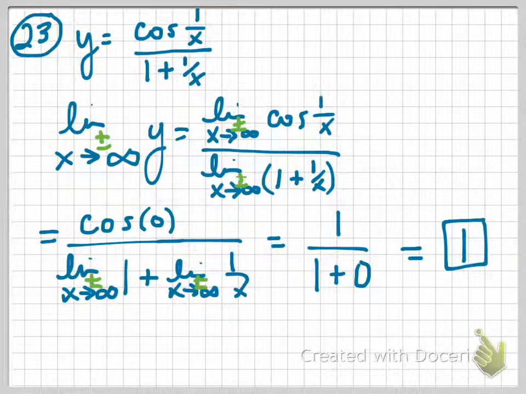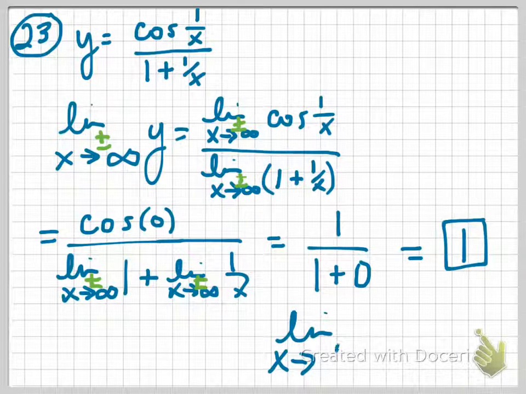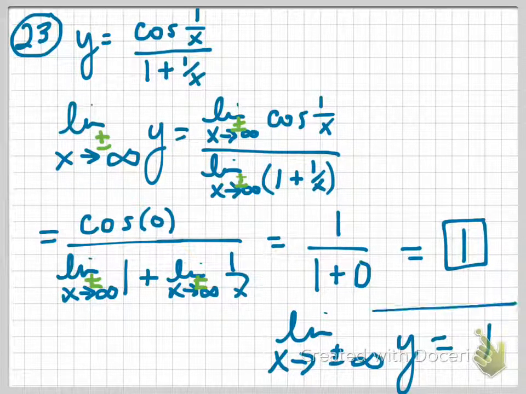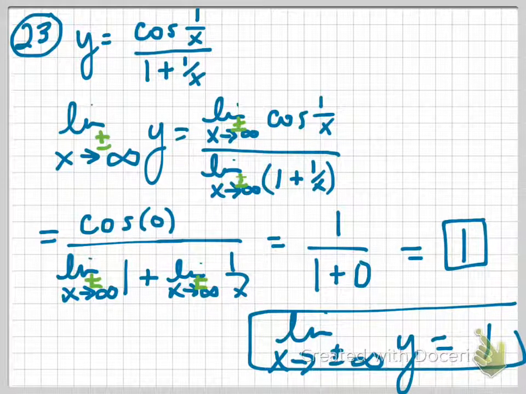All right, so then our final answer is the limit as x approaches plus or minus infinity of y is 1. Slam. Is that better? And I'll tell you on 25 the answer is not 1. So if you try to make it 1, you're going to be struggling.